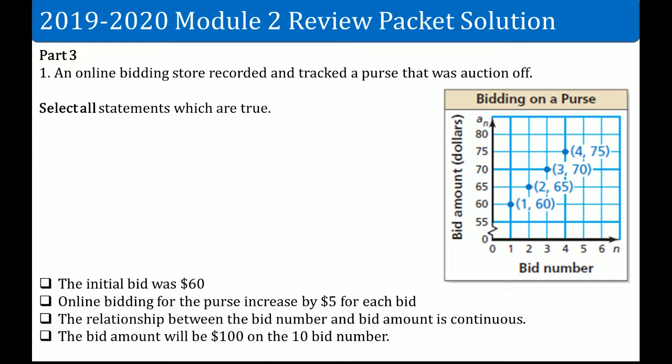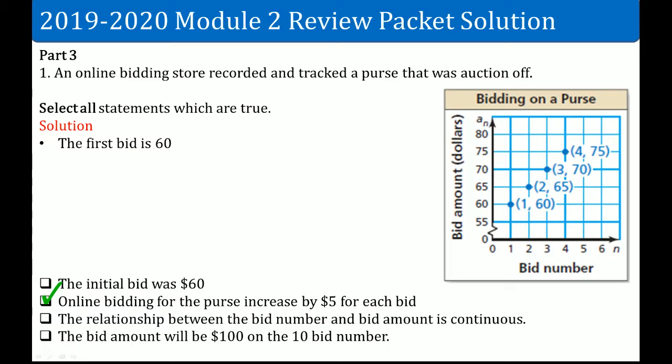3. Here you have an online bidding store which records and tracks a purse that was auctioned off. Select all statements that are true. Was the initial bid 60? No, the first bid is 60. Okay, that's number 1. The initial bid was probably 55 because that is the 0 x value. The online bid of the purse increased by $5 for each bid, correct. From 60 to 65, you're increasing it by 5. From 65 to 70, you're only increasing it by $5. Okay, so that's the only one that was correct.